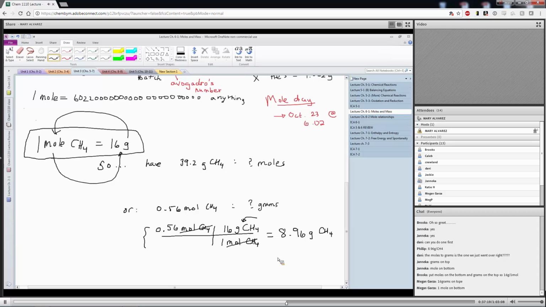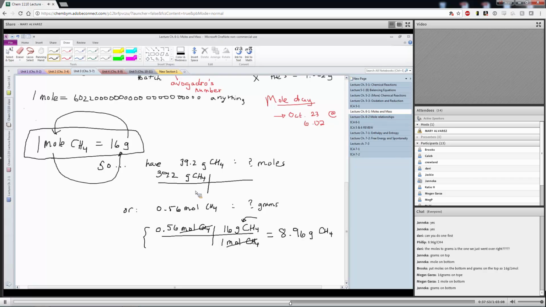Excellent. What if I said I've got 39.2 grams of CH4? How many moles would that be? Let's do this together. We've got 39.2 grams of CH4. I don't want units of grams. Instead, I want units of moles. How can I get rid of the grams and get to moles? Jyotika says put the grams on the bottom, so they'll cancel.